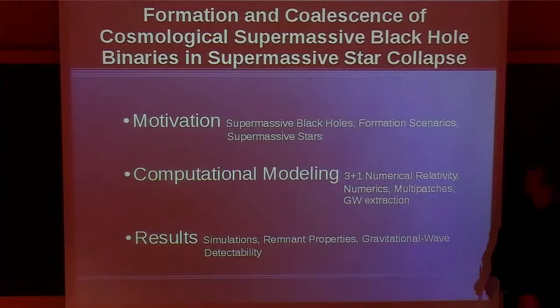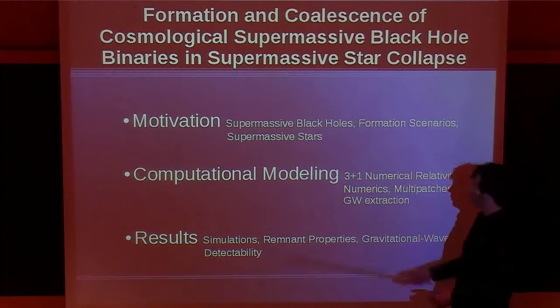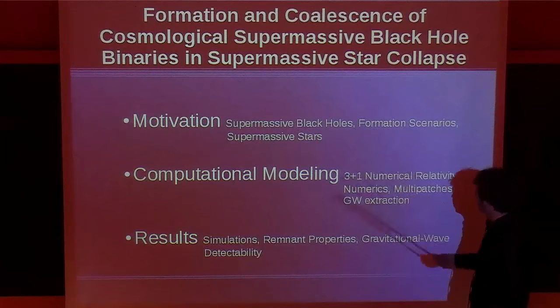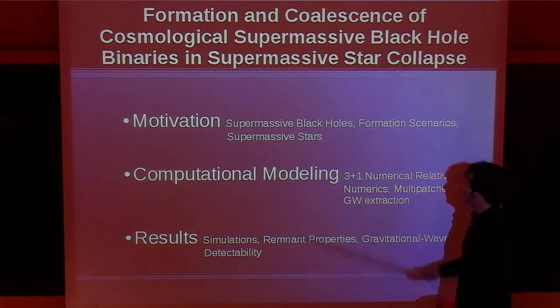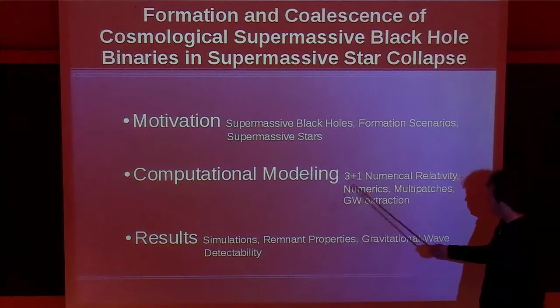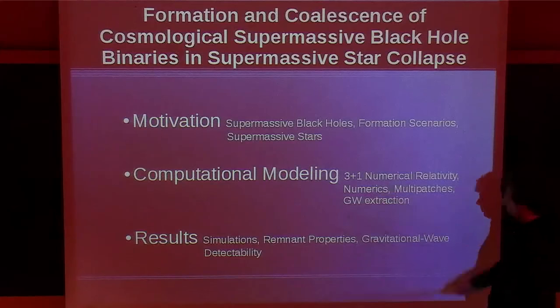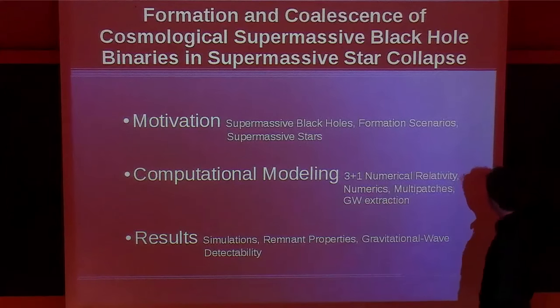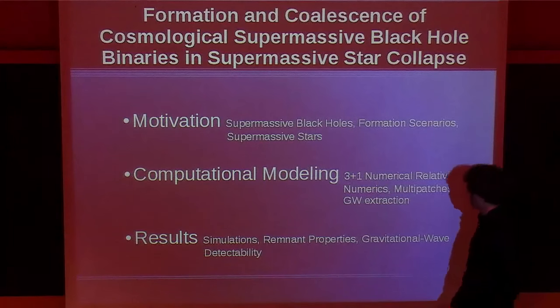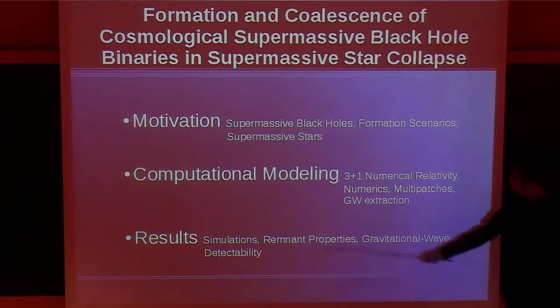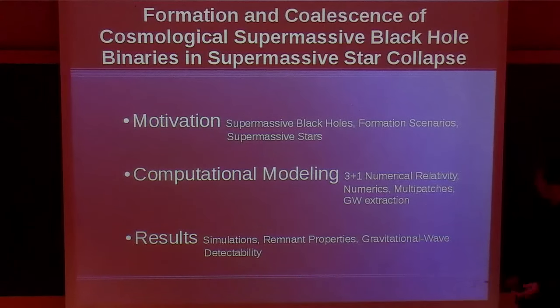Okay. So that's basically the outline of my talk. First I will give some motivation. I will talk about different formation scenarios of supermassive black holes and supermassive stars. I will briefly review the computational modeling that we have. Lucio asked me to provide some very basic ideas of how 3 plus 1 numerical relativity works. On the numerics, I also want to highlight our multi-patch techniques and gravitational wave extraction. And then finally, I will talk about the simulations, remnant properties, and the gravitational wave detectability.